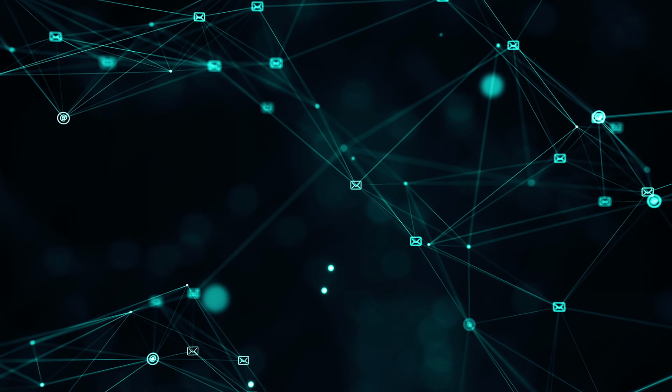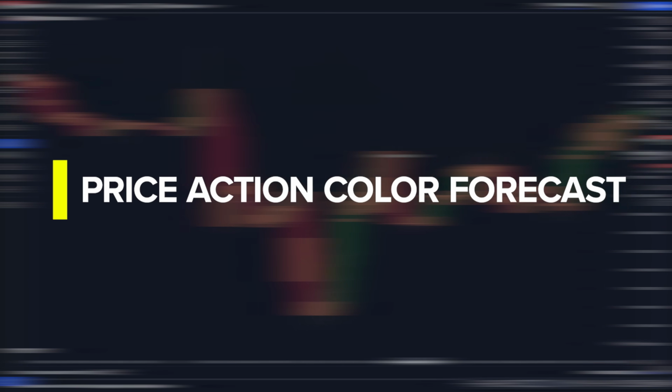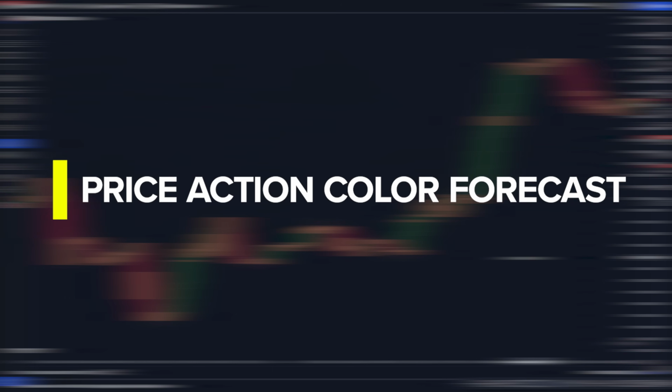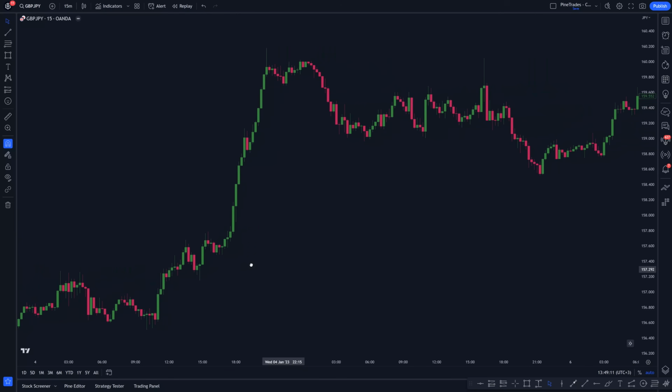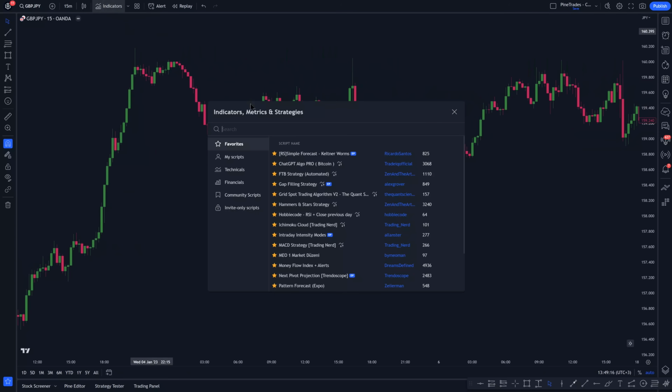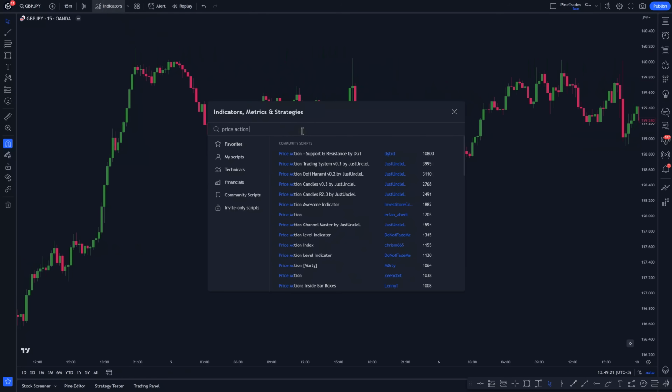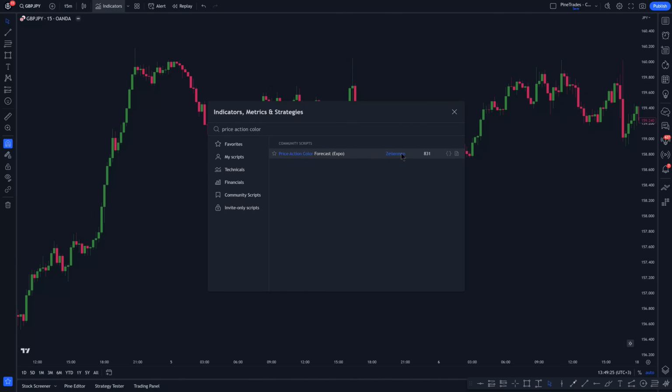Let's get into it. Now, this indicator is called Price Action Color Forecast. To add it to the chart, go to Tradingview, link will be in the description. Next, click on Indicators, then type in Price Action Color. Select this one by Zaman.